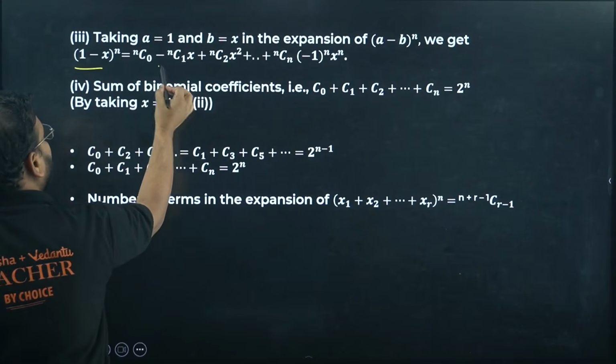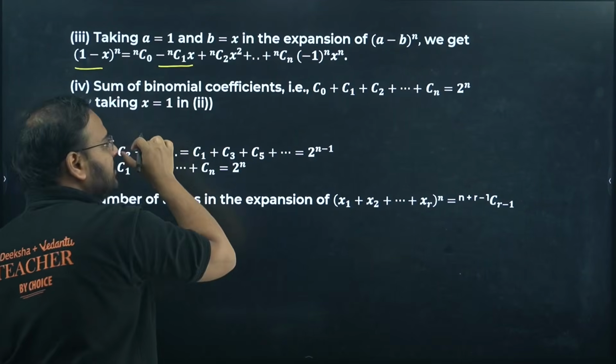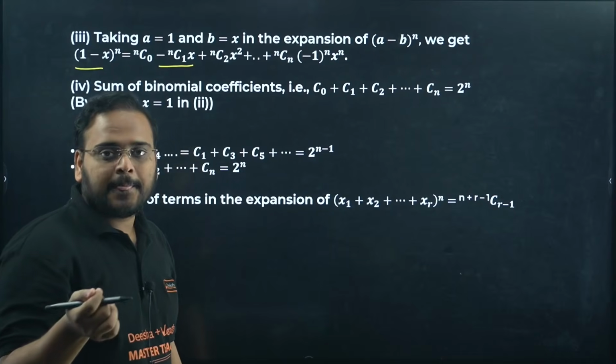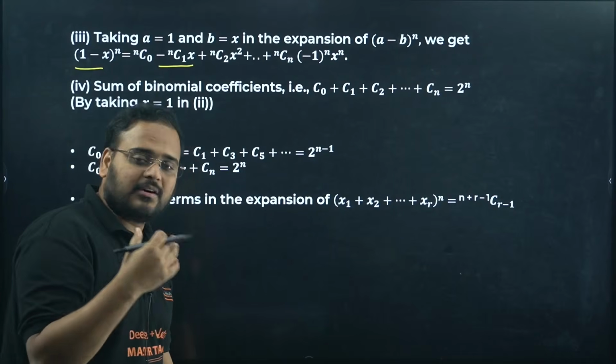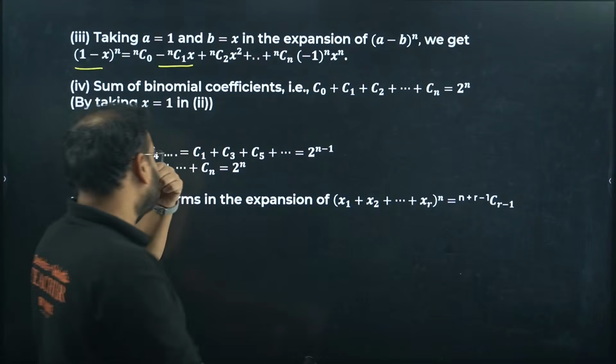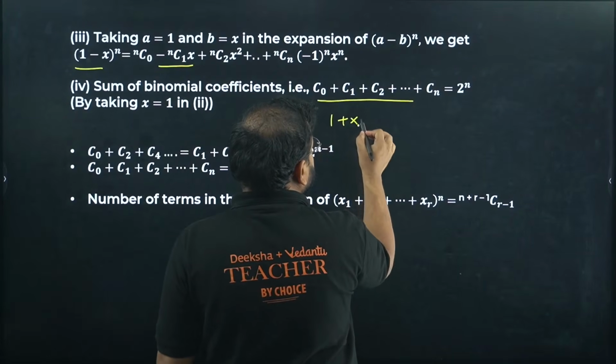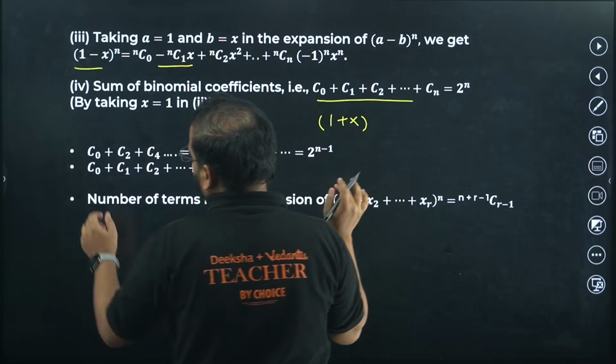As I mentioned, odd terms will be negative. Here also, because of the power of x, when it is odd, the terms will be negative in nature. Now if you are looking to find the value of c0, c1, c2, what is this? So in the expansion of 1 plus x, I already took that over here.